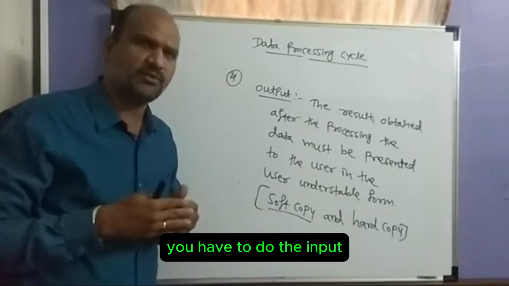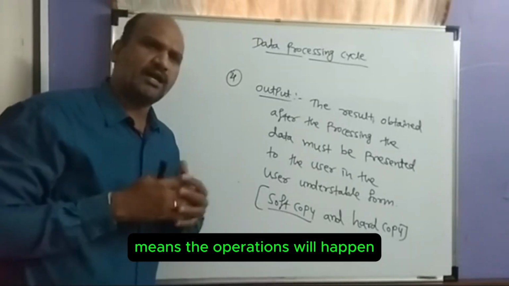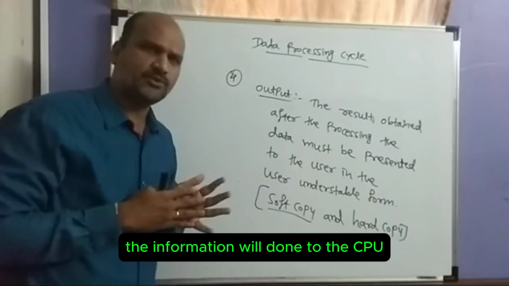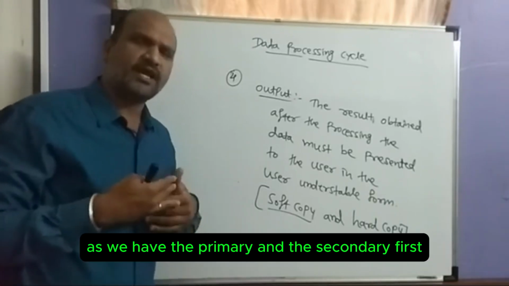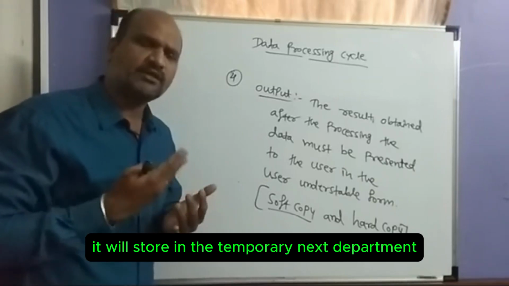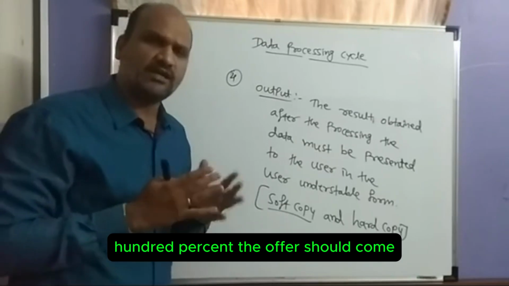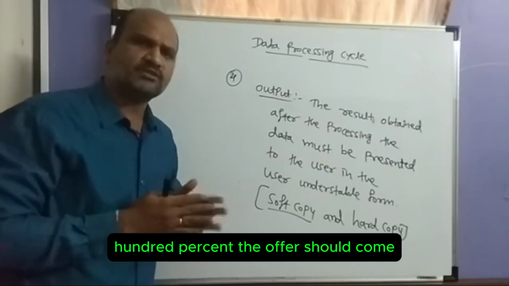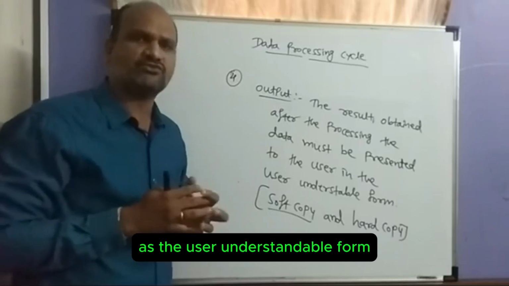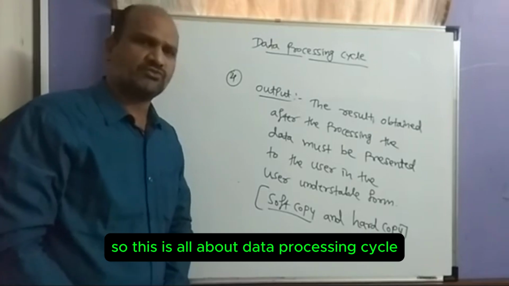First you have to give the input, then the processing will happen, meaning the operations will happen on the data to turn it into information in the CPU, and it will store the data as we have the primary and the secondary. First it will store in the temporary, next the permanent, that is the secondary. As the result, the output should come, the result should be obtained for the processing of the data in a user understandable form. So this is all about the data processing cycle.